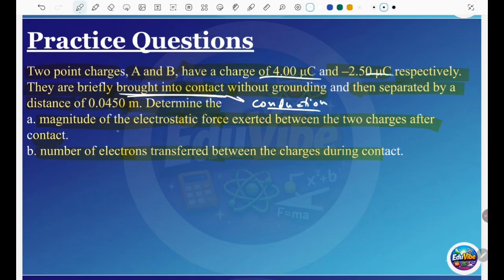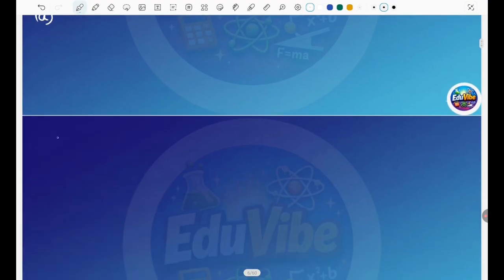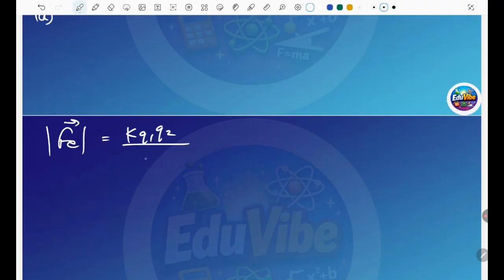So we have two charges over there, and we have to find the electrostatic force and the number of electrons. All three formulas will actually be covered in this. For the first one, we have to find the electrostatic force, but for that we have to find the Q, because the formula is F = K Q1 Q2 upon R square.